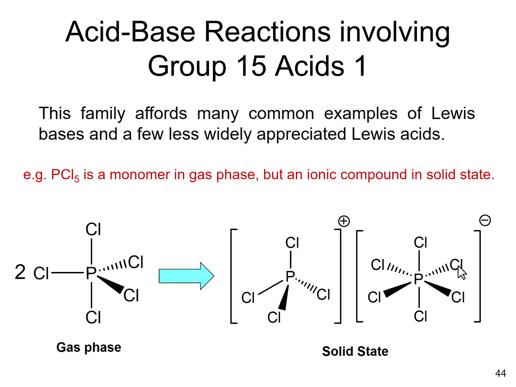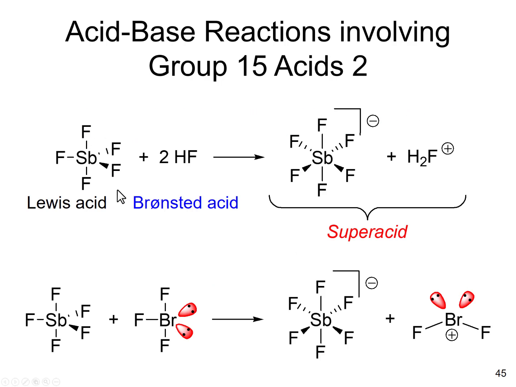hexachloridophosphate species. With antimony fluoride, you have a similar reaction, and in this particular case, the pentafluoride species receives a fluoride anion to form a hexafluorido species. Now this species is your Lewis acid-base adduct. But because you are treating the species with two equivalents of HF, one of the HF will accept the proton from the second one to form the H2F plus cation. Now this compound, or this salt in general, is known as a superacid.